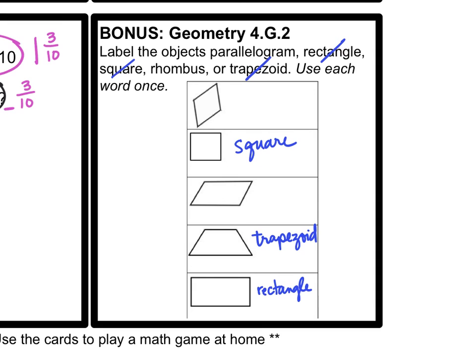Okay, so now I have 2 left over. Hopefully you remember from class that a parallelogram means that it has 2 sides that are parallel to each other. So this shape is going to be a parallelogram because parallelograms don't need to have 90-degree angles. Not that they can't, but they don't need to. And last but not least, that leaves a rhombus. So here at the top is a rhombus.